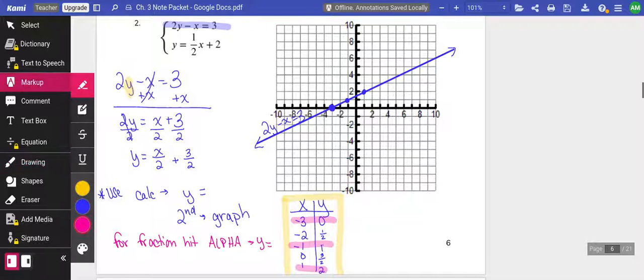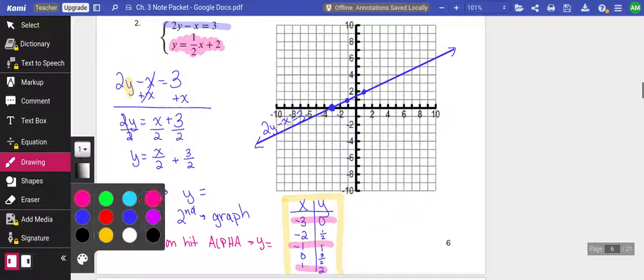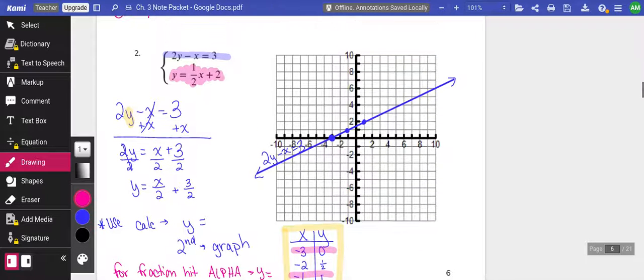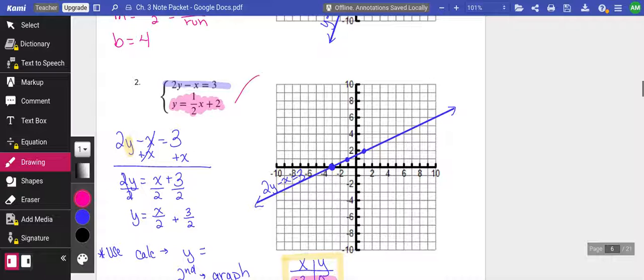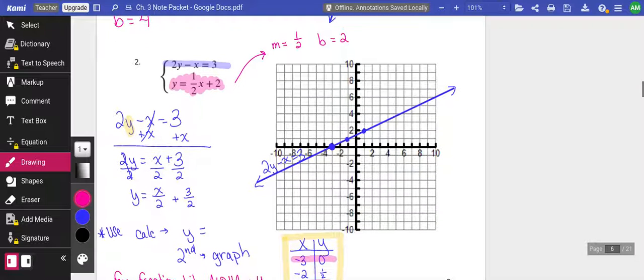I still have to graph my other equation though. It's right here. And I'm going to graph that one using slope-intercept form. I'm going to just write it up above. My slope is 1/2. My b is 2. So I'm going to begin at 2 on my y-axis and move up 1, right 2, up 1, right 2, up 1, right 2, up 1. Oh my goodness. I don't know what's happening.